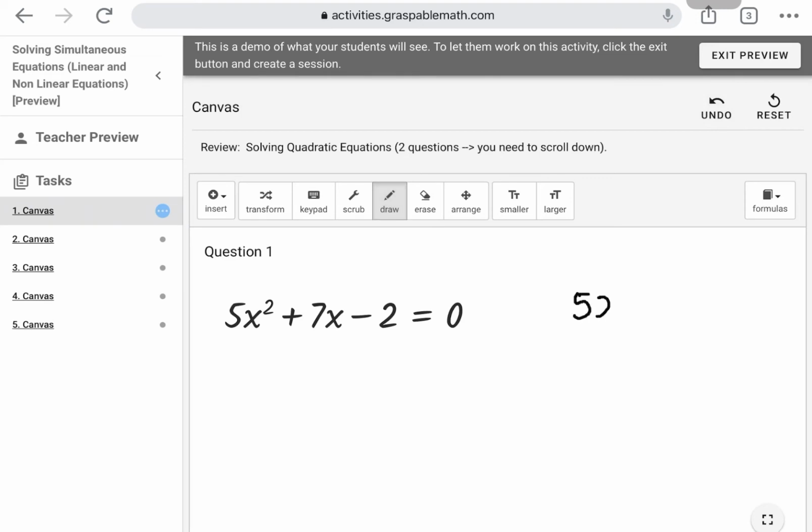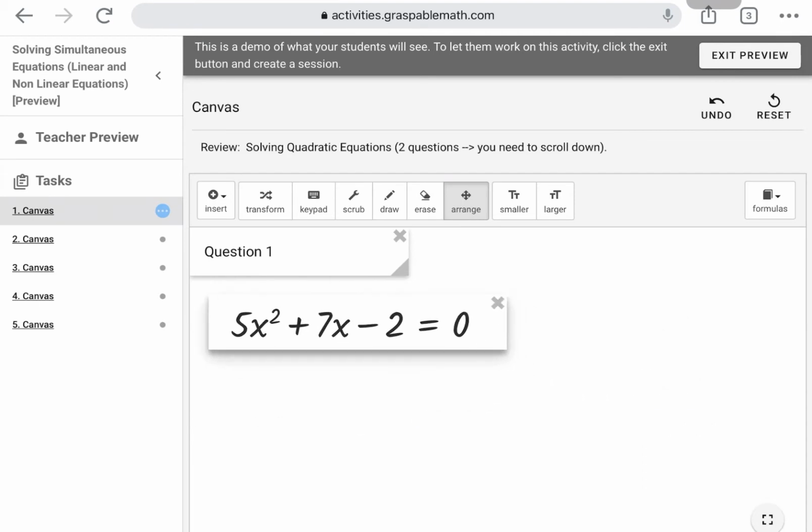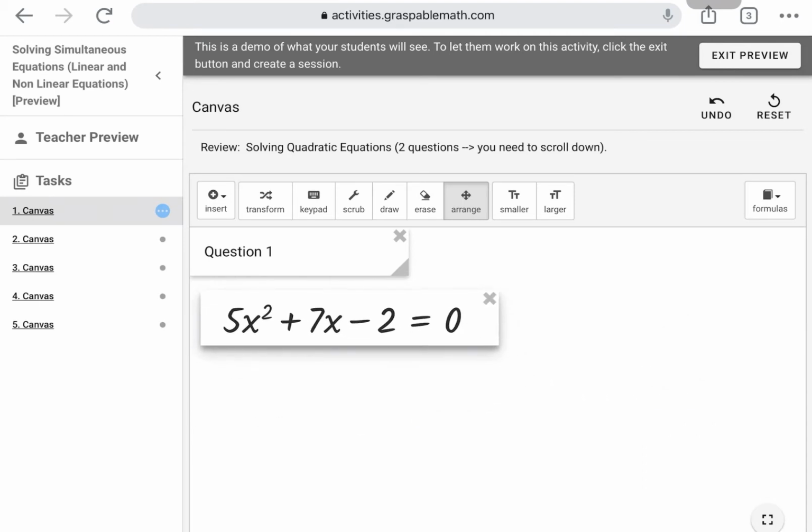And then the undo button on the top right. Draw button: you can write down something or draw something. Erase button. Arrange button: you can move the box of the mathematical equations or the box of text type.